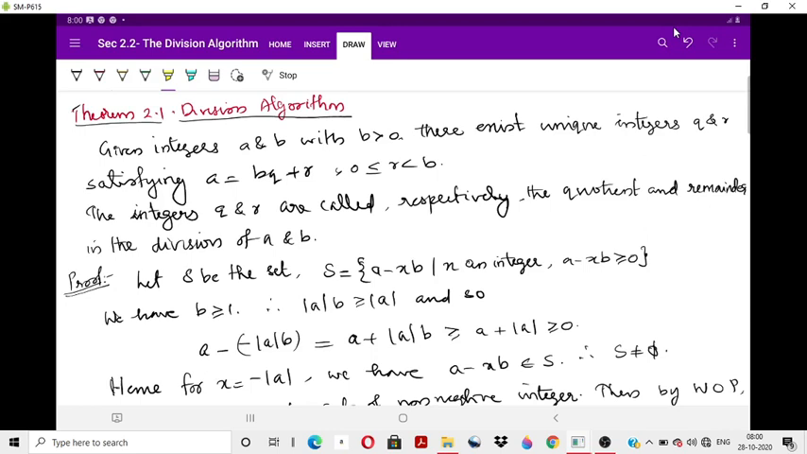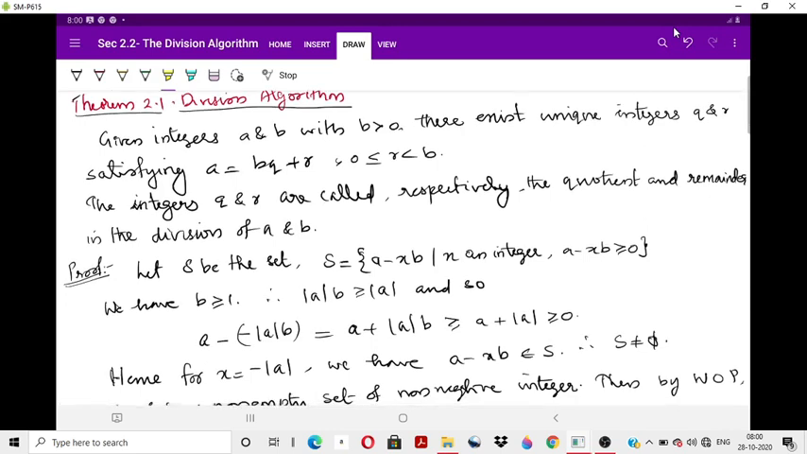So let's make a set S which contains elements of the form a - xb, where x is an integer and a - xb is greater than or equal to 0. So S is the set of all elements of the form a - xb such that a - xb is non-negative, where x is an integer.